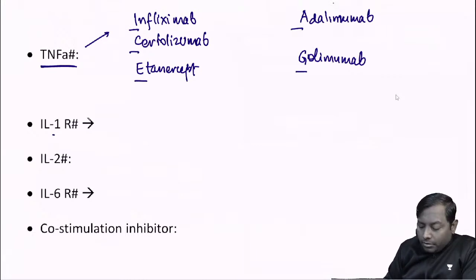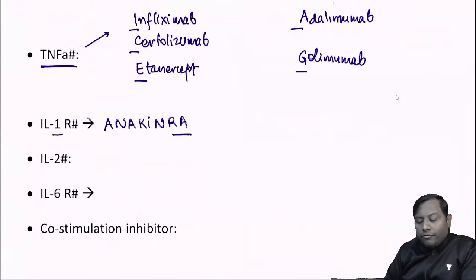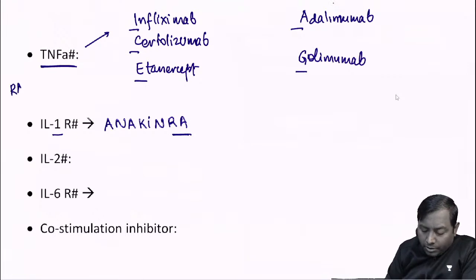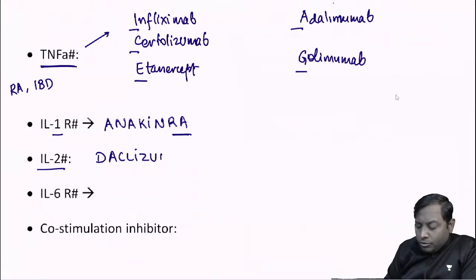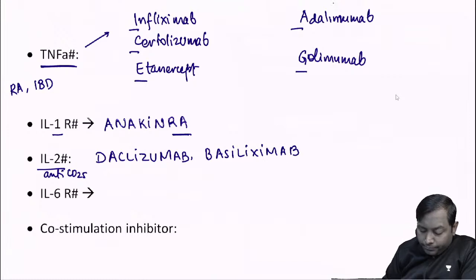Interleukin 1 inhibitor will be your anakinra. 1 is the first letter that can be utilized, RA, for rheumatoid arthritis. So they all can be utilized in rheumatoid arthritis and inflammatory bowel diseases. Interleukin 2 inhibitor will be your drugs like daclizumab. So remember D for 2, daclizumab. These are interleukin 2, and another name for this one will be anti-CD25. There is one more drug in this one known as basiliximab. Okay. All of them are monoclonal antibodies.